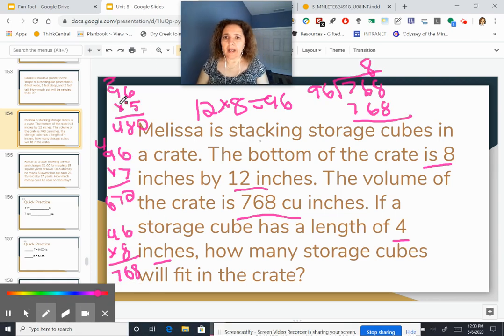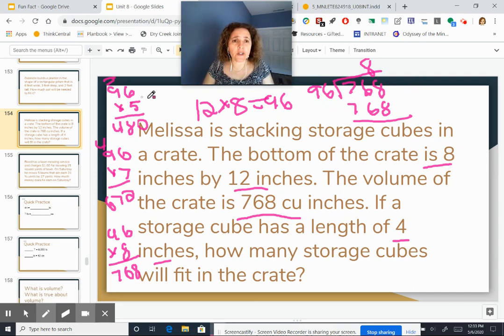Okay, so I did 768 divided by 96. I tried 5 first, and I got 480, so I knew that wasn't enough. So then I tried 7. I got 672. Sorry, I can't even read my own writing. So I know that wasn't enough. So then I tried 8, and I did 96 times 8, and I got 768. So I know that my height is 8 inches.